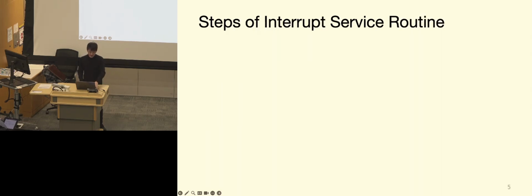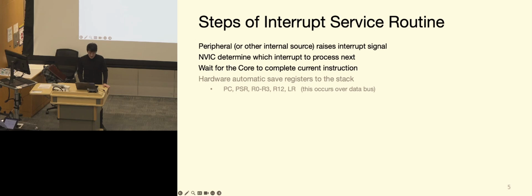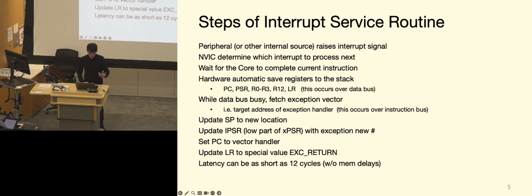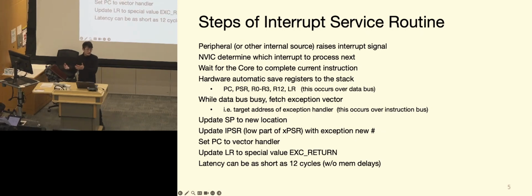And some of the steps that the ISR takes, let me just get them all out. The peripherals, in our case most of the time, raise the interrupt signal, and then the NVIC decides which interrupts to process next based on the vector table. Then the core completes the current instruction. Normally it completes the current instruction before it goes to the stacking. There are some edge cases you could override, some of the system exceptions, for example, but normally it finishes the current instruction. And then it does the automatic save to the stack, which is done at the hardware level.